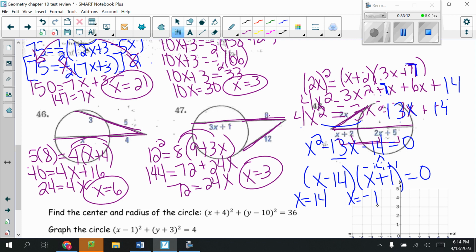Again, what is my x representing? A length. Up here, if I plug in negative 1, 2 times negative 1 is negative 2. I can't have the negative. So I'm only looking at the positive 14.